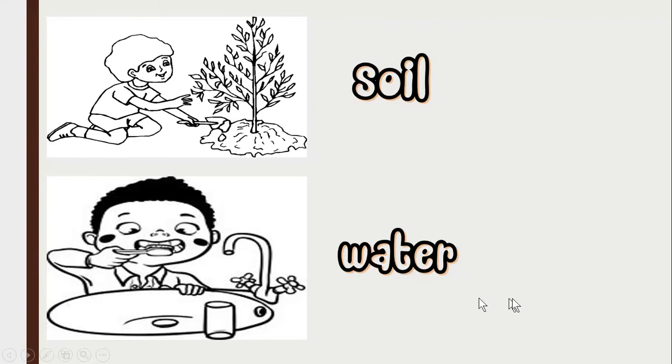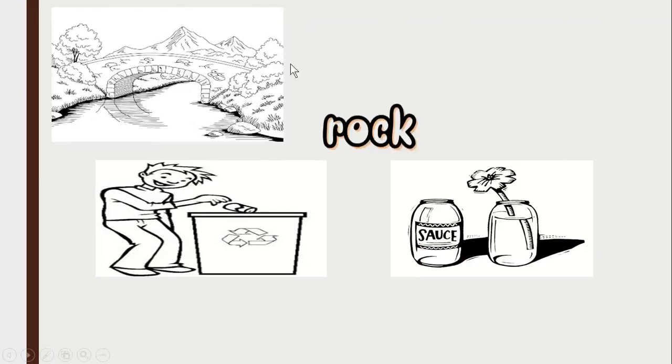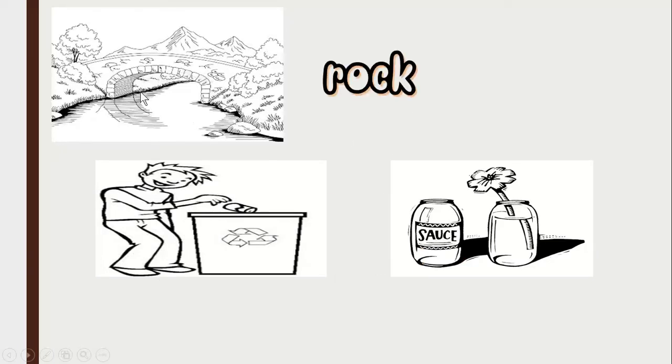And next, here on the second picture, water. The kid is saving the water by closing the faucet after he pours the water into his bottle while brushing his teeth. Next, rock is used to build things.